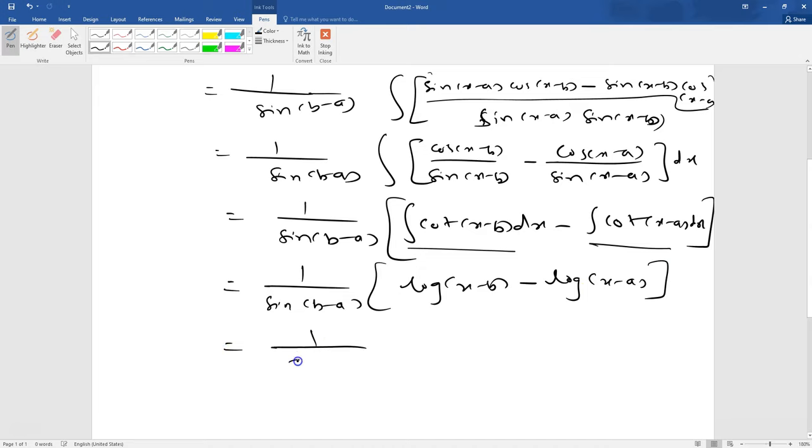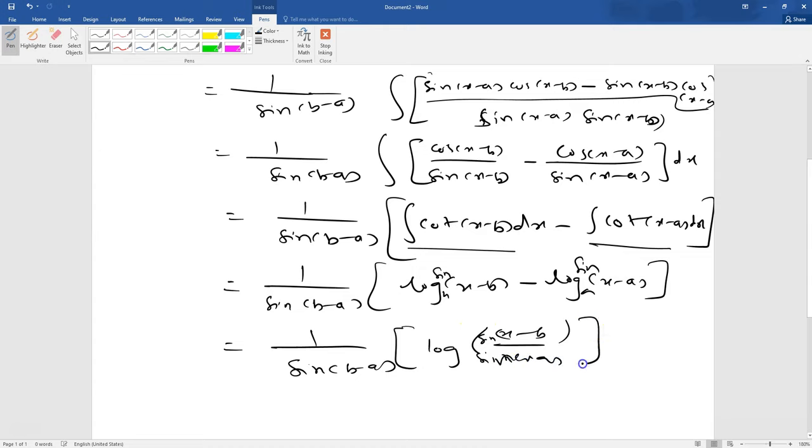Now 1 upon sine of b minus a times log of sine of x minus b upon sine of x minus a, plus c. Sorry, this is going to be log of sine. Okay, this is log of sine. So this will be sine of x minus b upon sine of x minus a, and plus c. This is going to be the answer.